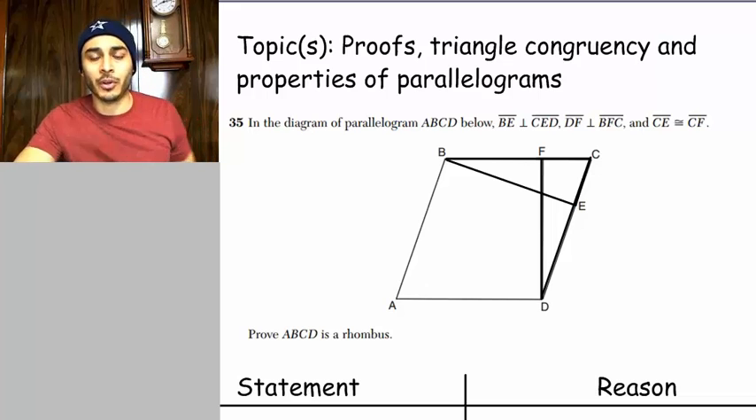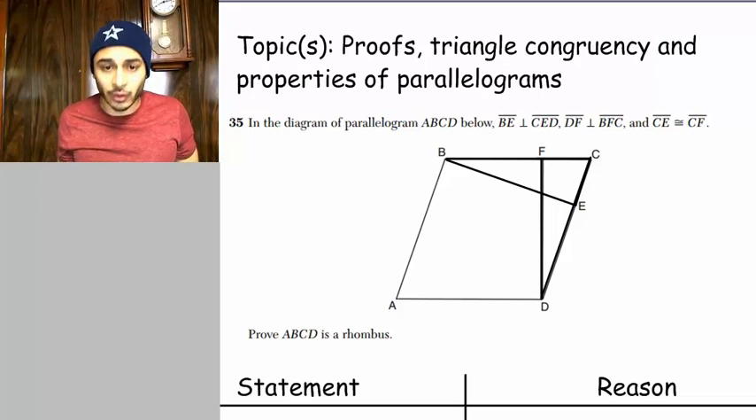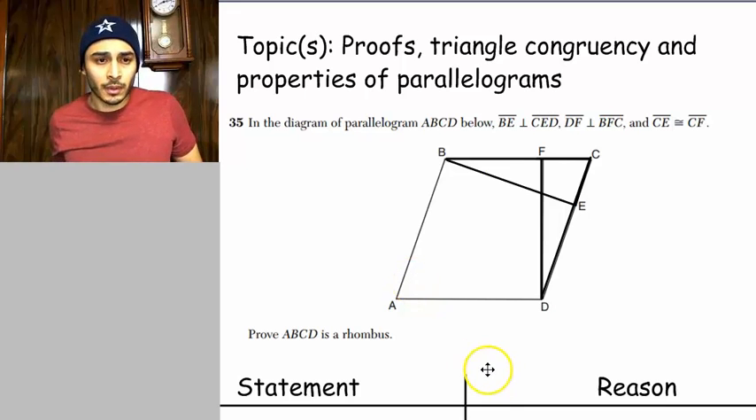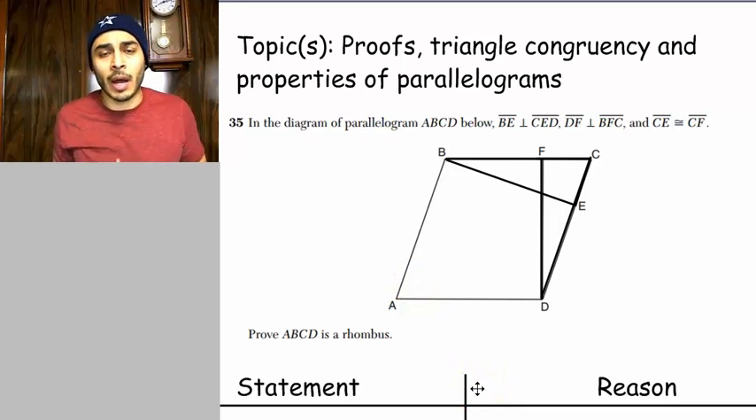All right, number 35. So we got ourselves a proof here, and we want to go ahead and prove that the parallelogram ABCD is a rhombus. So if you recall, a rhombus is a parallelogram in which all the sides are congruent. So what I'm going to try to show here is that all of the sides are congruent, therefore ABCD is a rhombus. So this is how I go about it.